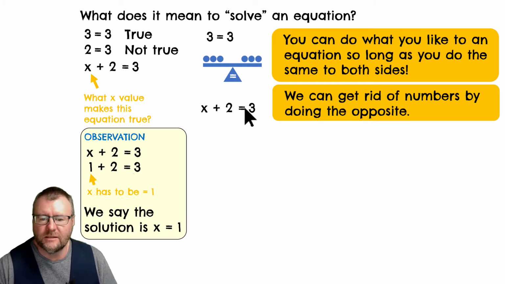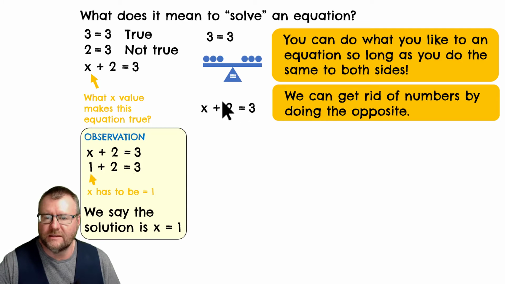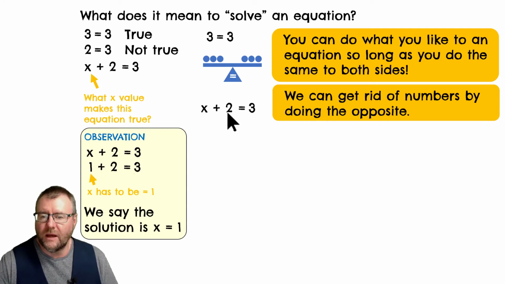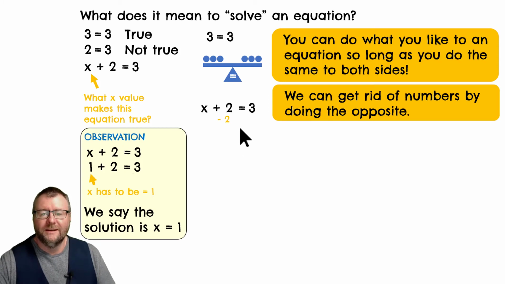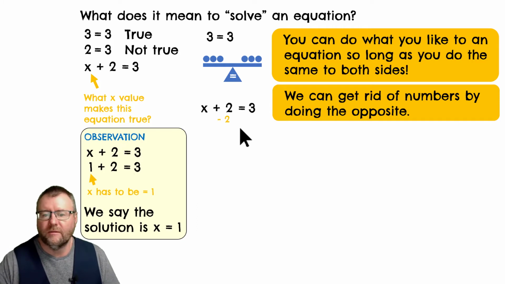To get this solution looking like x equals something, I have to get rid of the stuff that's on the same side as the x. I have to get rid of a plus 2. What's the opposite of plus 2? Minus 2. I get rid of it by doing the opposite. If I've got a plus 2, I can take 2 from it to get rid of it. I've got 2 things here, I take them away and they're gone, right? That's the idea.